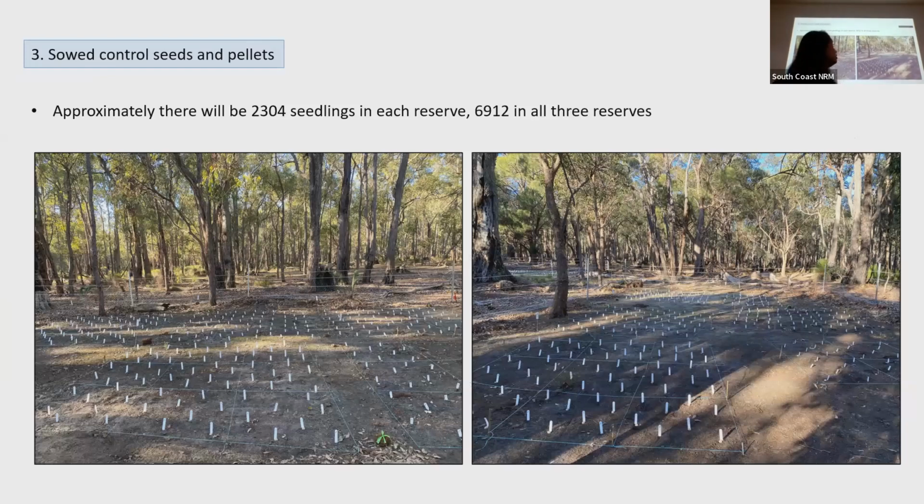This is how it looked when we finished setting up the experiment. I finished setting up this experiment in this July. Each species treatment combination was replicated around 144 times in each reserve, so approximately there will be around 2,300 seedlings in each reserve.